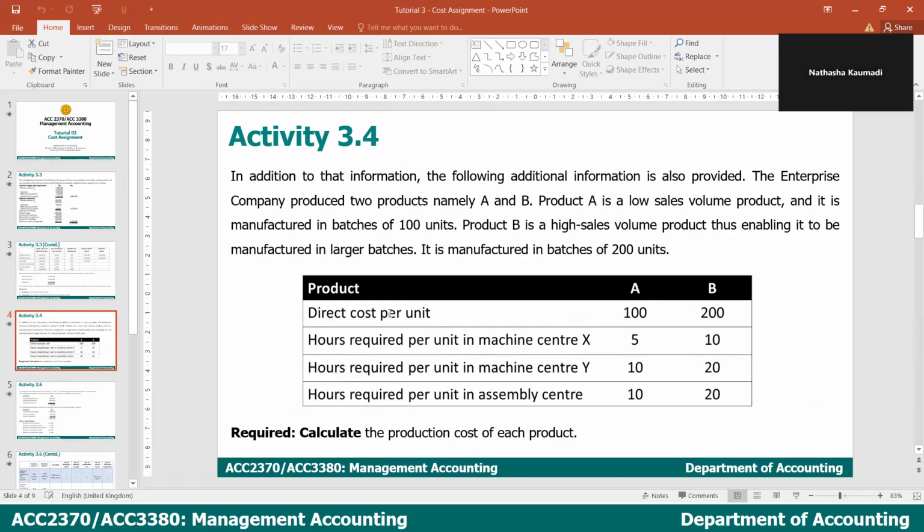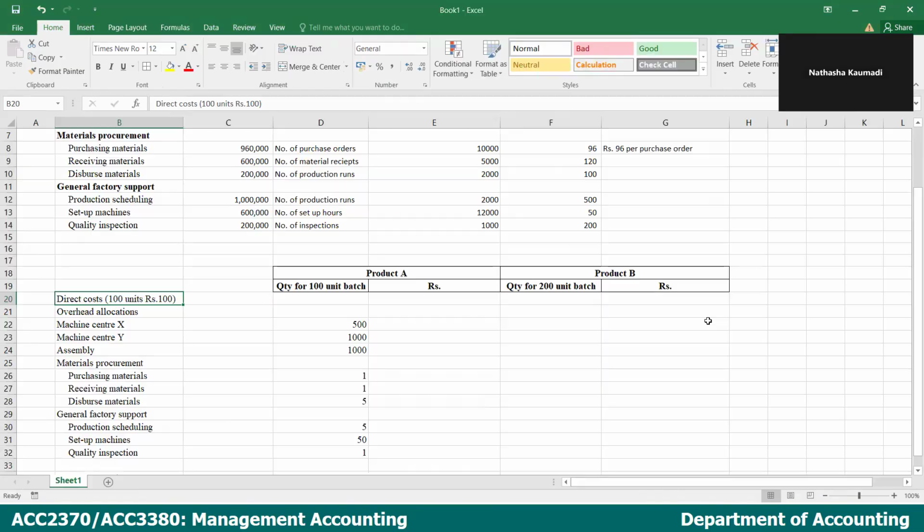In activity 3.4, you have been given the direct cost directly. Direct cost per unit, 100 and 200. Now, we are talking about a 100 units batch. So I'm taking 100 rupees per unit multiplied by 100 units. This is the cost. What about product B? The cost is 200, multiplied by 200 units in the batch. This is the cost.